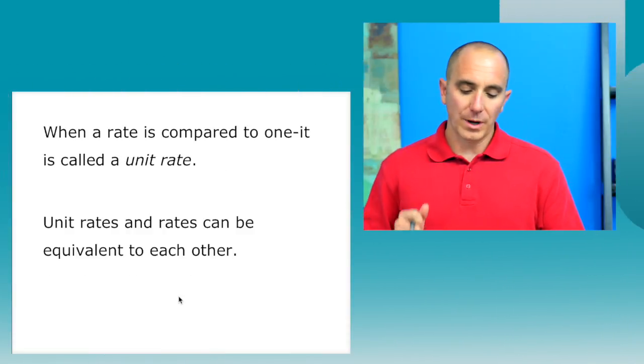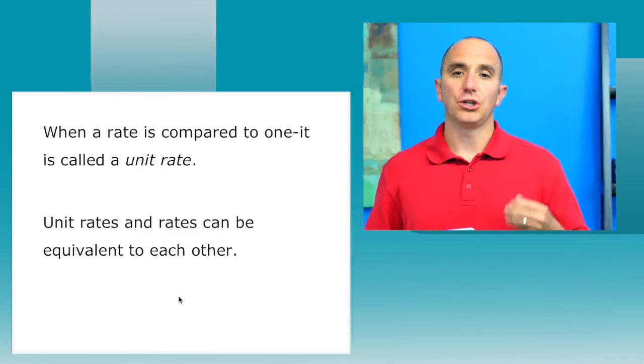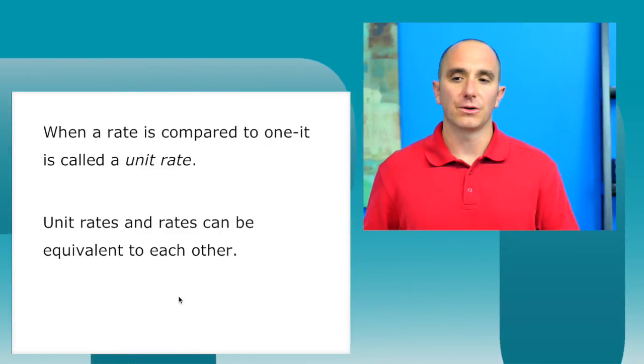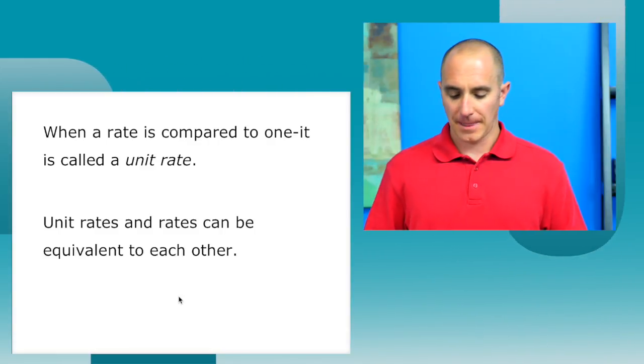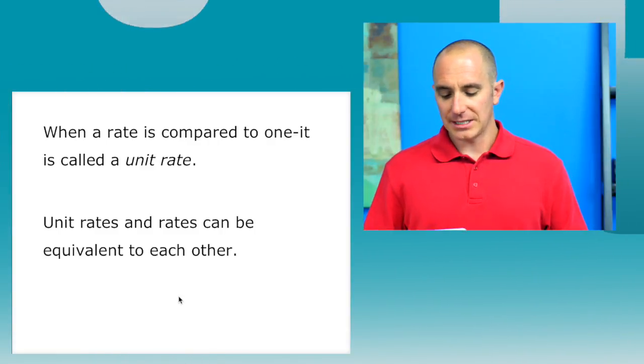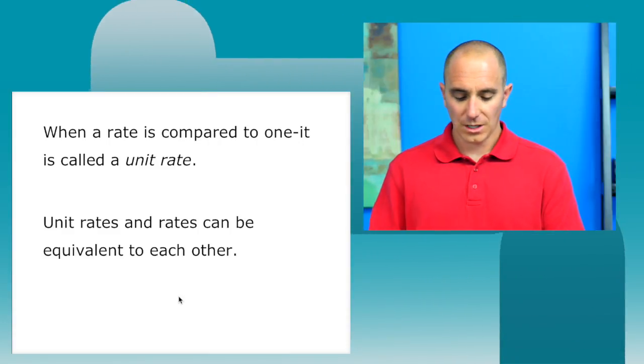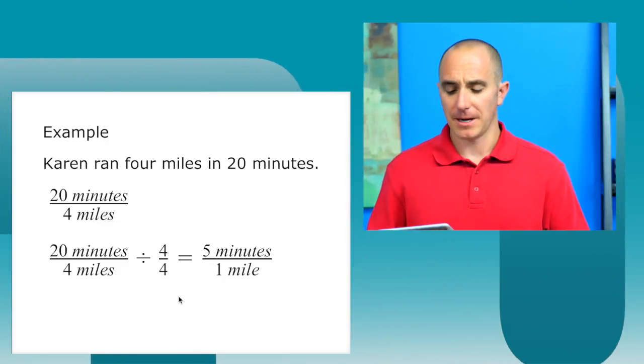All right. When a rate is compared to 1, it is called a unit rate. So when we were talking about miles per gallon, you're always talking about a unit rate. It's always to 1 gallon. So unit rates and rates can be equivalent to each other. Let's look at this example and see what I mean.